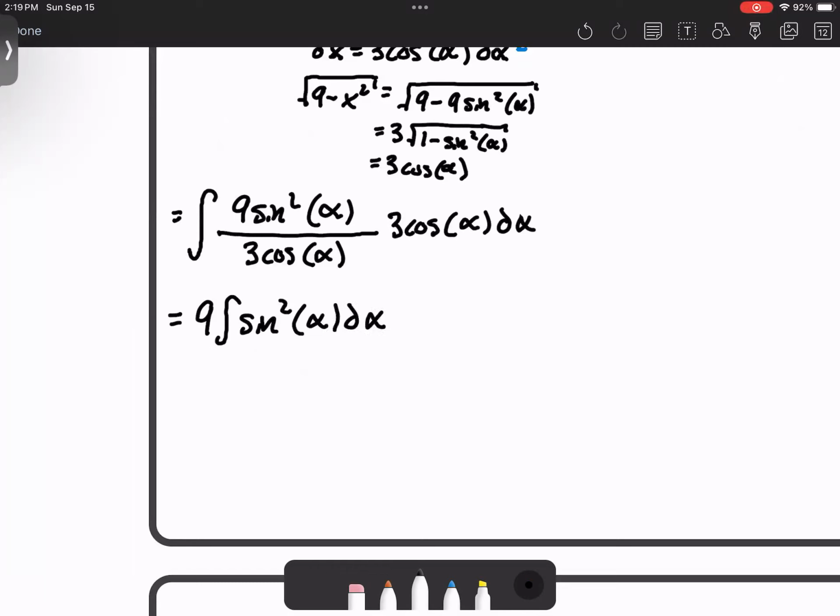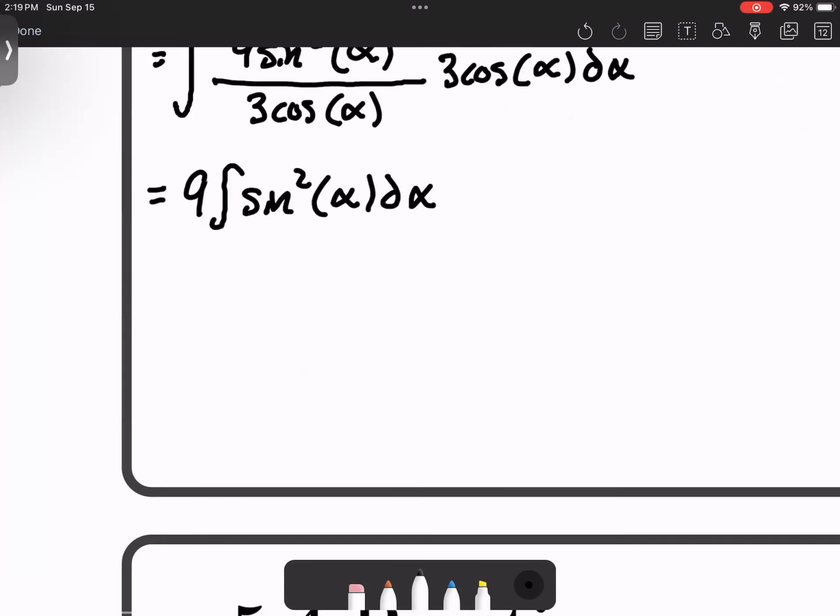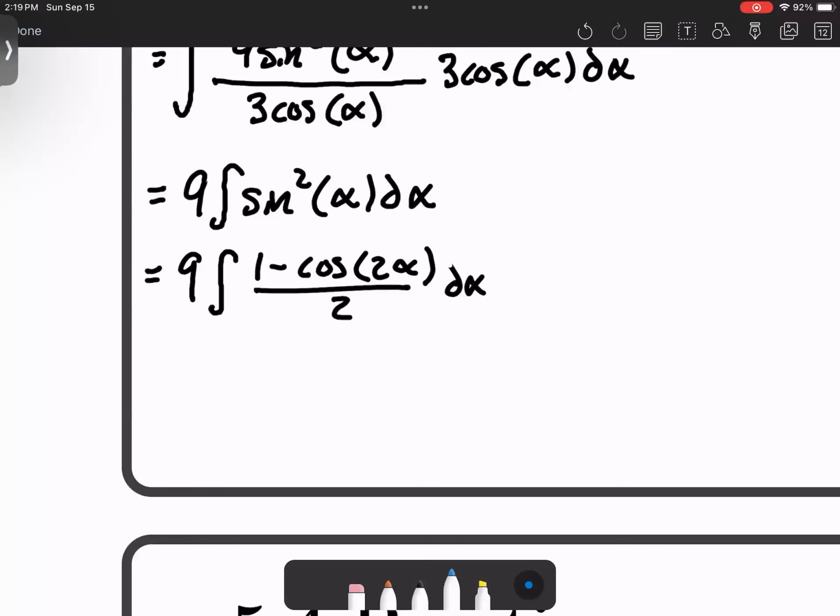Now, this is still a head scratcher because sine squared does not easily integrate. But we can use a double angle formula and rewrite sine squared as 1 minus cosine of 2 times the argument divided by 2. So that's just us making use of the identity. Sine squared of something is equal to 1 minus cosine of 2 times that something over 2.